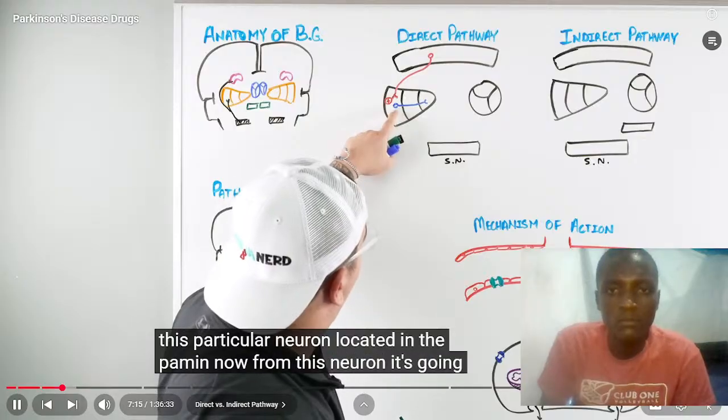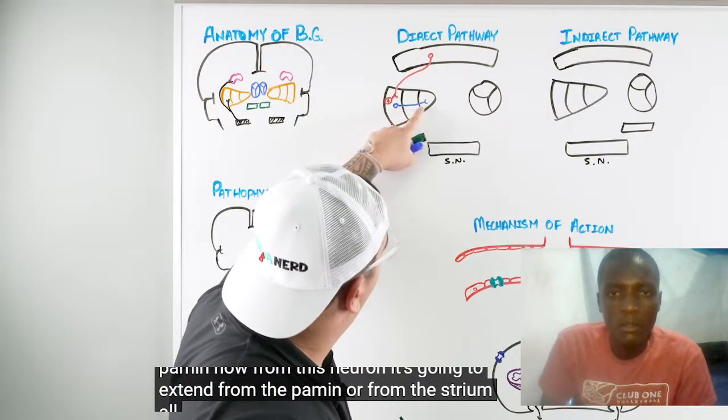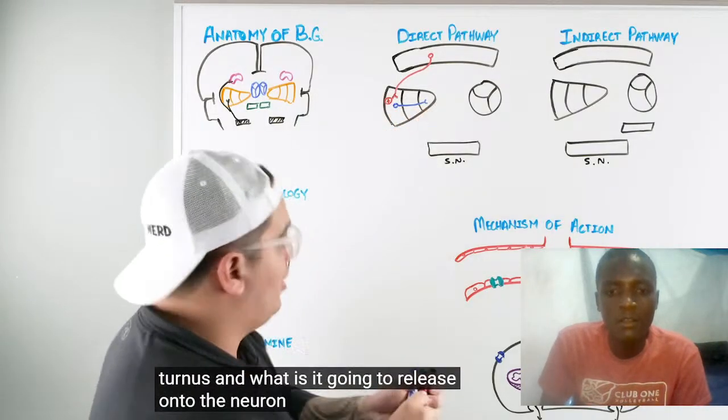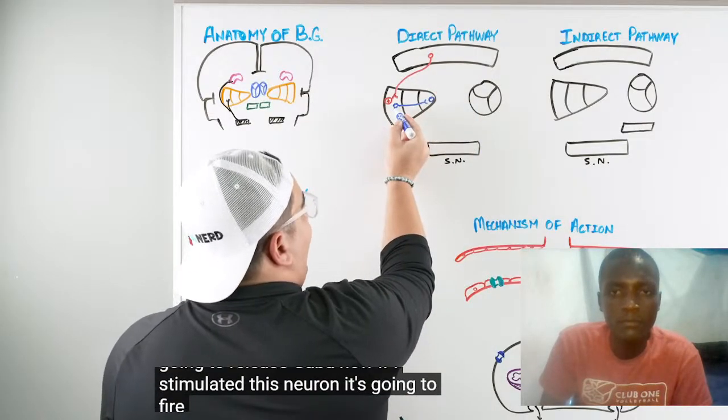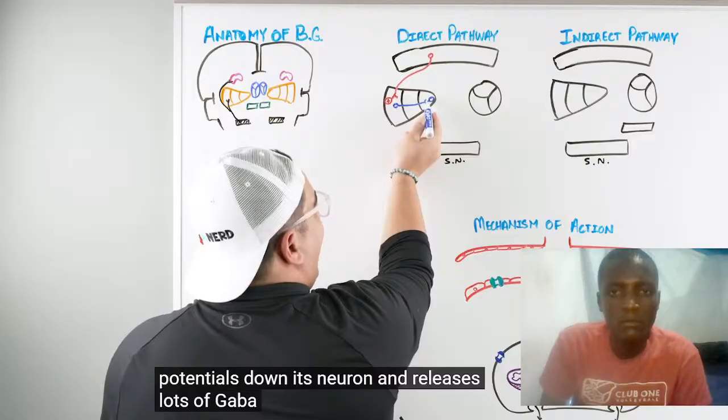Now from this neuron, it's going to extend from the putamen or from the striatum all the way to the globus pallidus internus. And what is it going to release onto the neuron located right here? It's going to release GABA. Now if I stimulated this neuron, it's going to fire. When it fires, it increases action potentials down this neuron and releases lots of GABA onto this neuron.